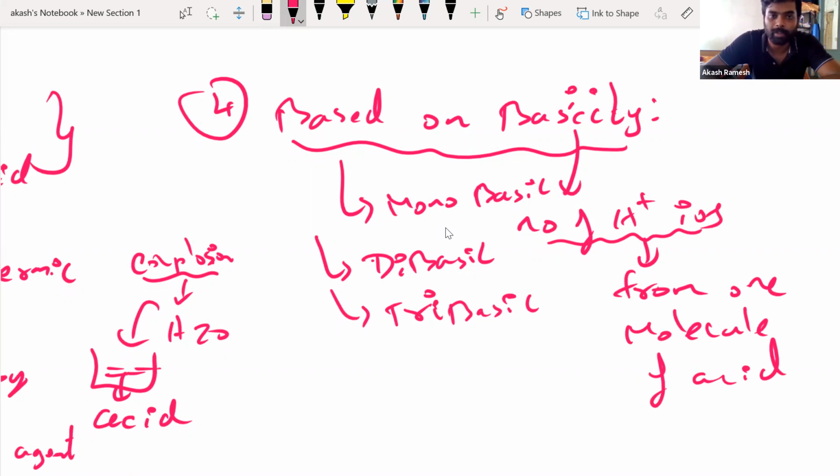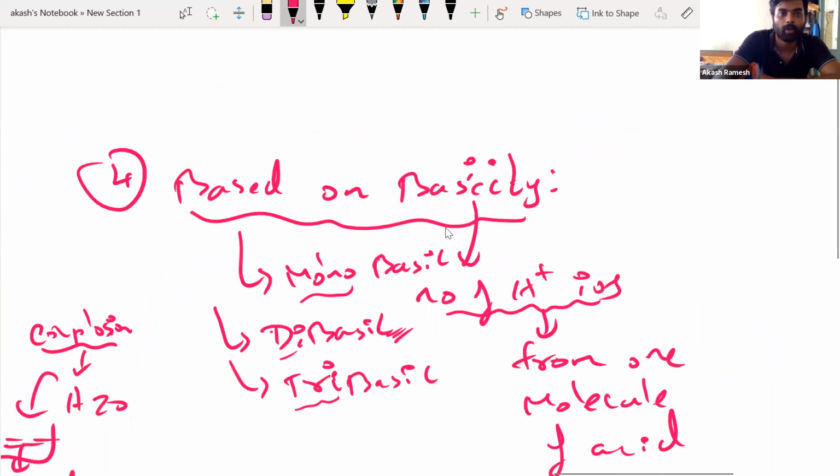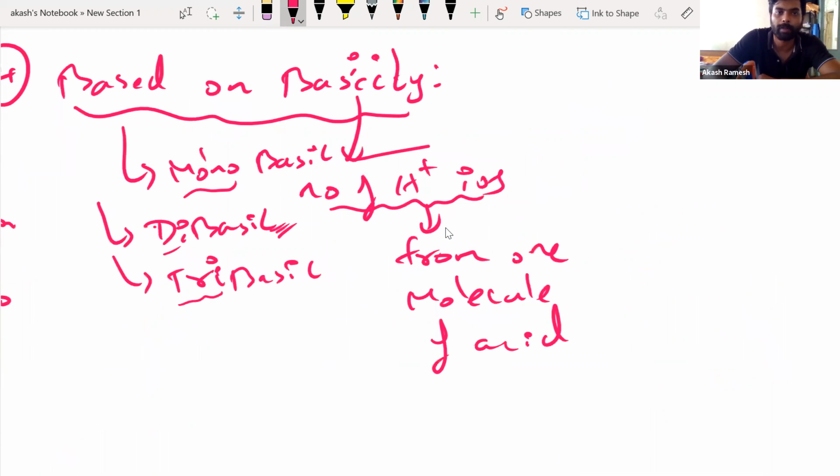From the name, mono means one. So if the acid can give only one H plus per formula, per molecule, then it is called monobasic. If it gives me two H plus ions, it is called dibasic. If it gives me three, it's called tribasic. I can give you examples for all of these. What can be examples?